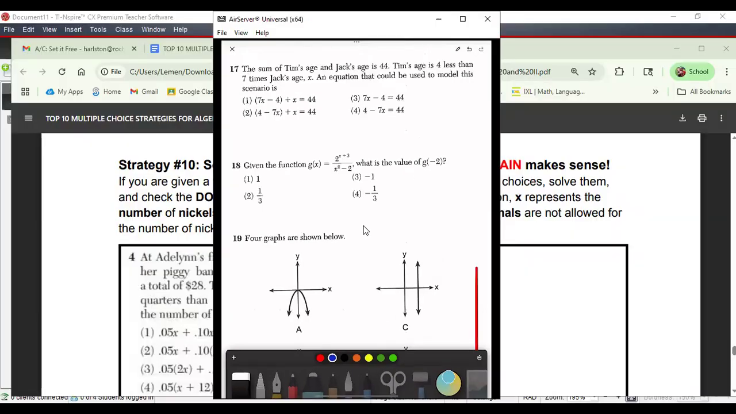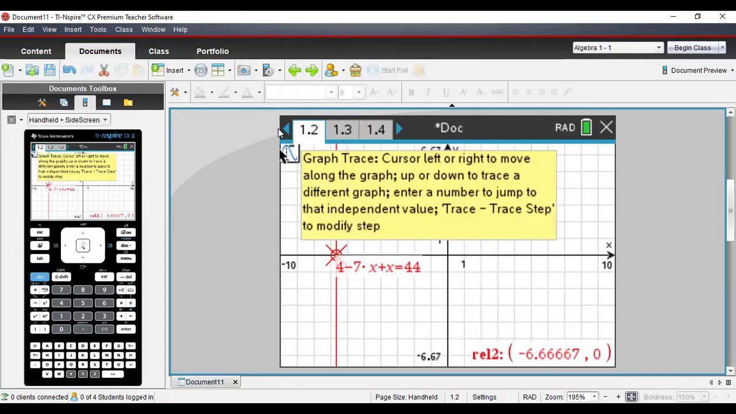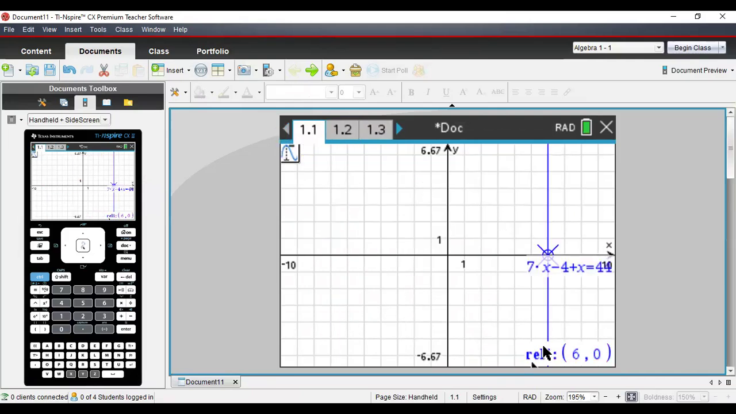So if I go to the calculator, I went through and I solved for each one of these. So this is, let's see, is this the first one? Here's the first one. So when I entered this equation and I did menu 51, it said that Jack's age was 6. Okay. Now that's reasonable. In fact, that's the answer, but I'm going to keep going.